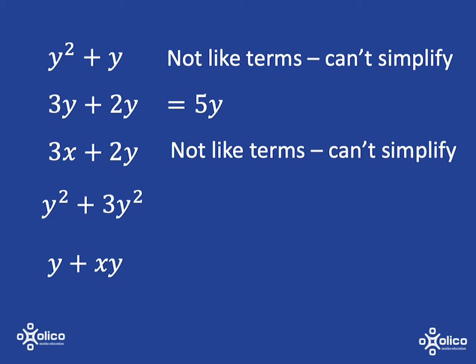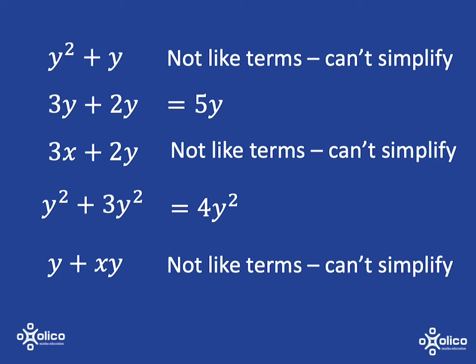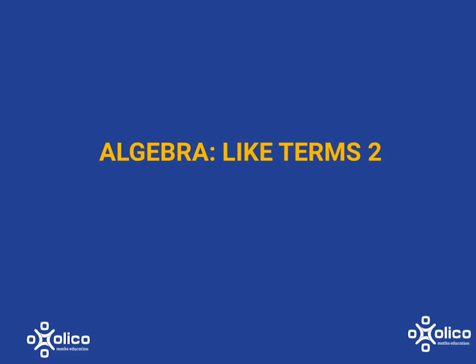You can't simplify. The next one, you've got one of those yellow squares plus 3 of those yellow squares. You've got 4 yellow squares in total, an area that is the size of 4 yellow squares. In the last one, you haven't got like terms. Y and xy, two totally different things, and so you can't simplify.